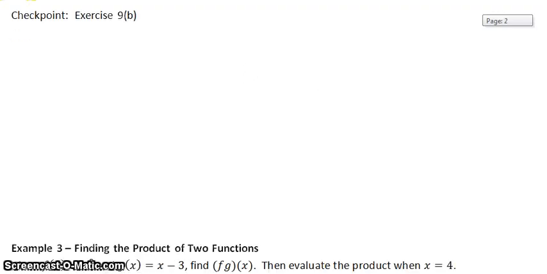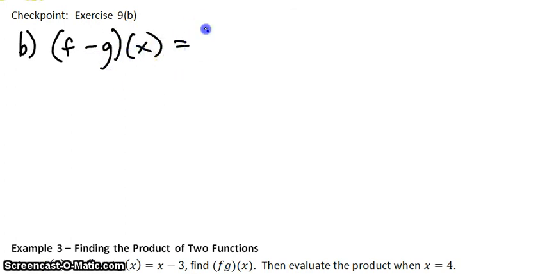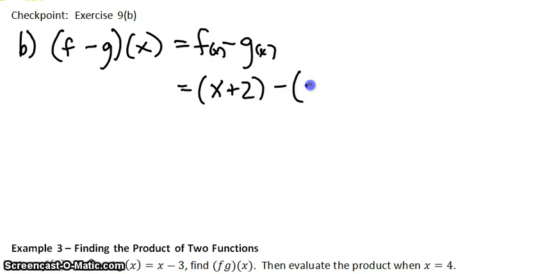For 9b, it has the exact same two functions, but it's asking for (f minus g) of x. So it's asking us to take the functions and subtract them. I'm going to take the first function and subtract the second one. The x and the minus x cancel each other out, so we have 2 minus a negative 2. So all I'm left with is a positive 4, and my new function is just a constant 4.